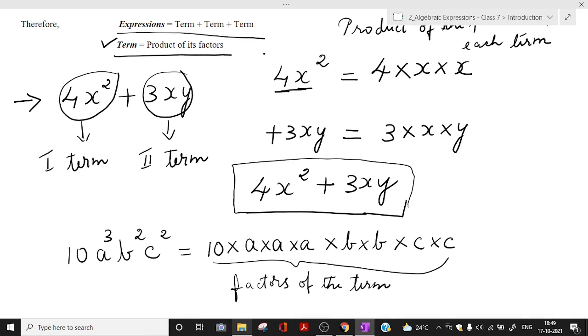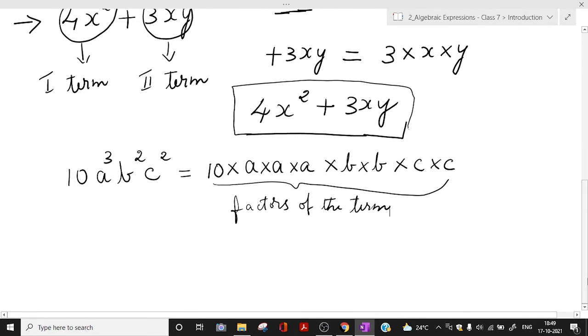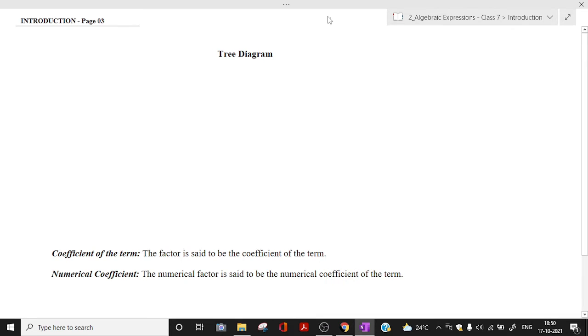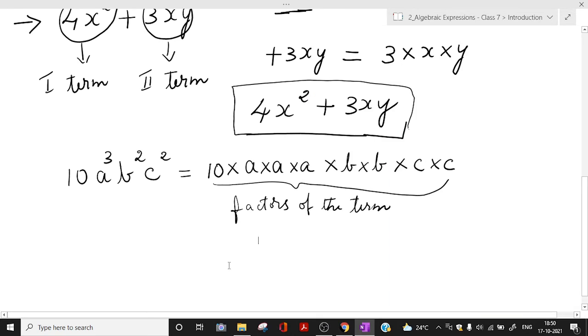Moving on, we will go ahead and look into the tree diagram. Let us look into the tree diagram. Okay, I think I missed one part over here. Let me go back.